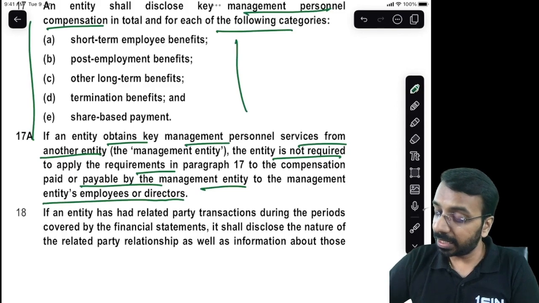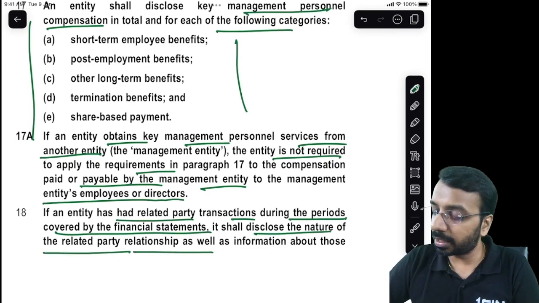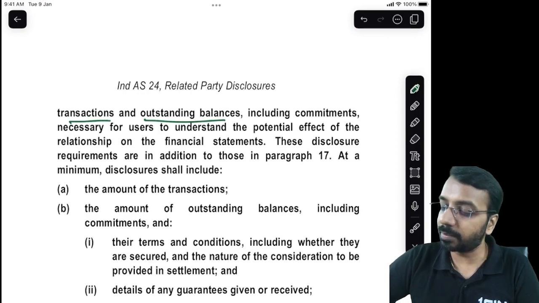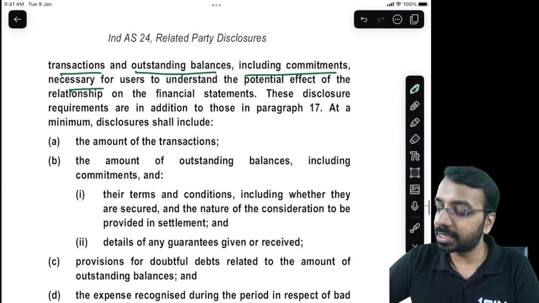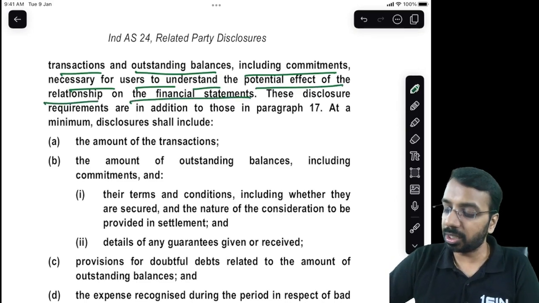Means I have taken KMP services, and the other entity is paying something to the directors; that I don't need to disclose. Then if an entity has related party transactions during the periods covered by the financial statements, it shall disclose the nature of the related party relationship as well as information about those transactions, outstanding balances, including commitments, necessary for the users to understand the potential effect of the relationship on the financial statements.